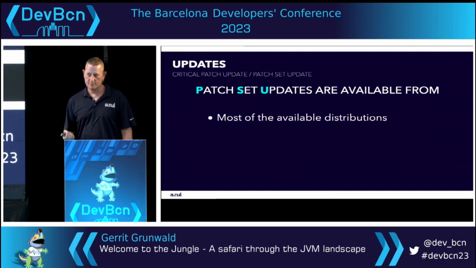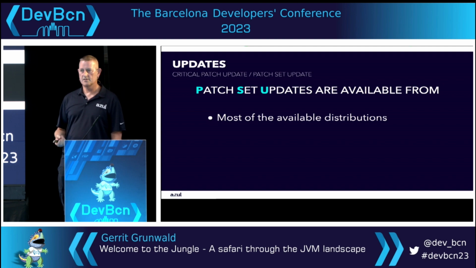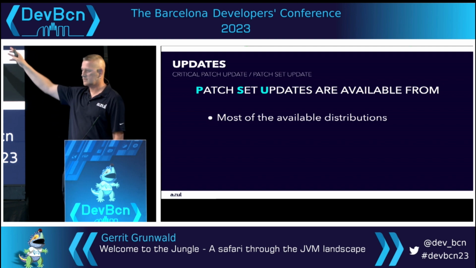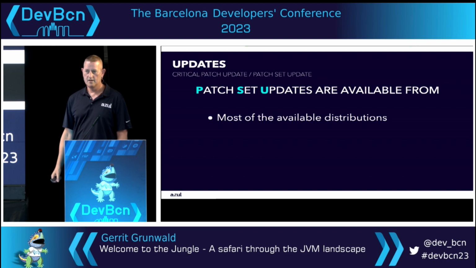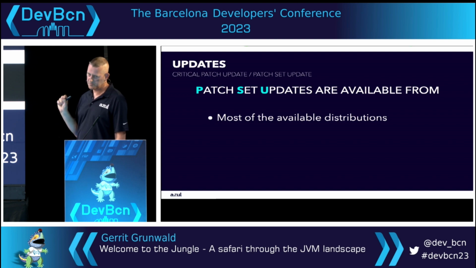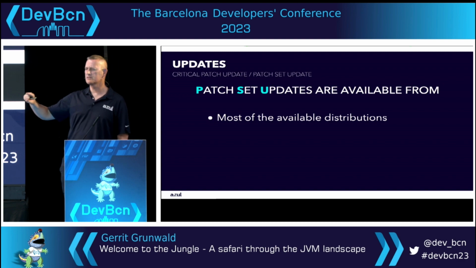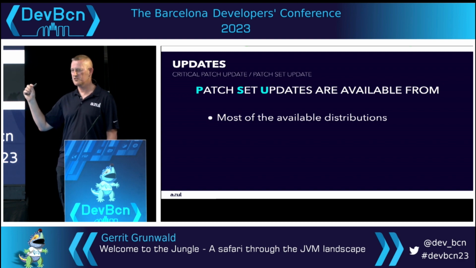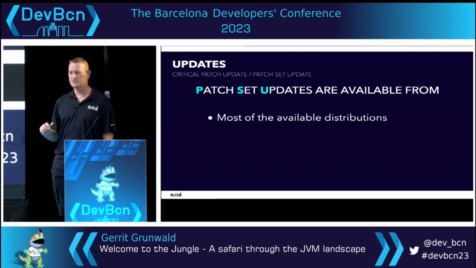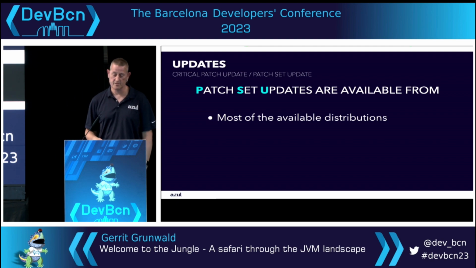Where do you get the patch set update? All of the distributions. If you download your stuff from the internet, this is the PSU updates, all of them. Even if you take a look at the Adoptium Temurin page, they make a very smart move, because they say, oh, this one contains all the critical patch fixes. Yes, of course, but it also contains fixes for non-critical issues and features.